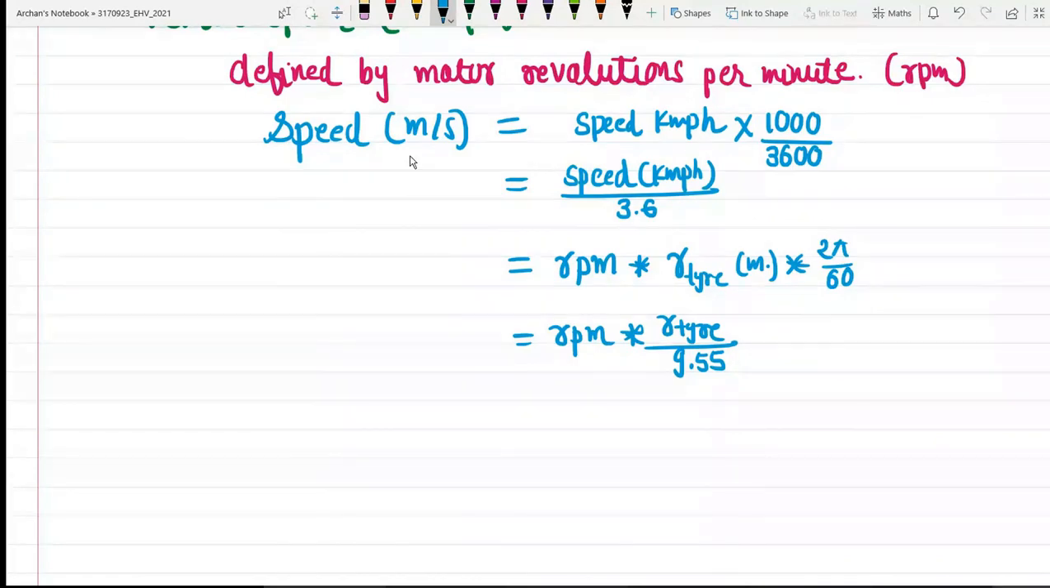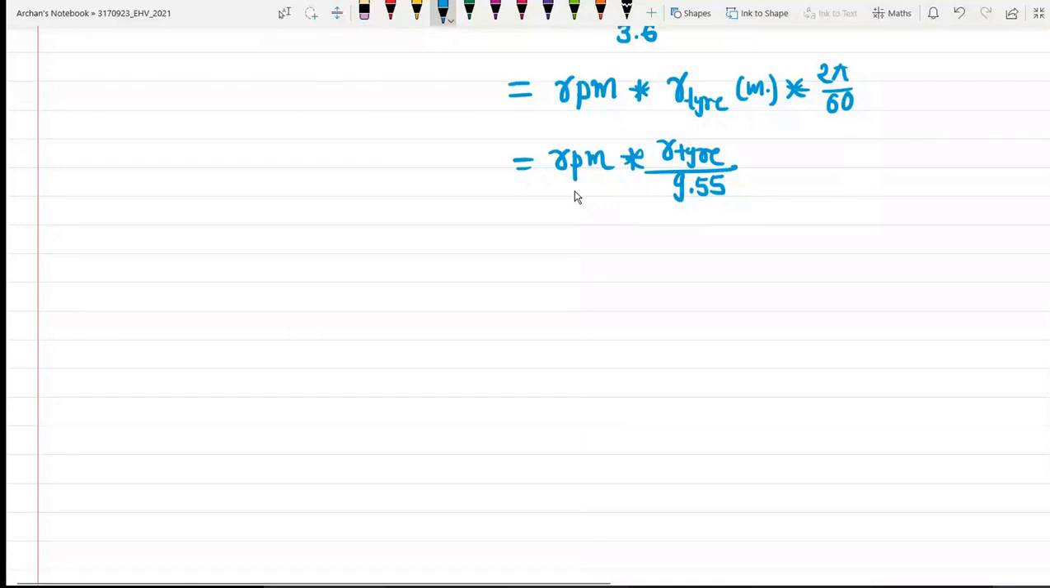And if the speed is given to you in kilometer per hour, then also we will be able to convert our speed into meter per second. Okay, so we know the speed now. Speed means we know the velocity in meter per second. And if you know the velocity and the force, then we will be able to calculate the power required in watts.